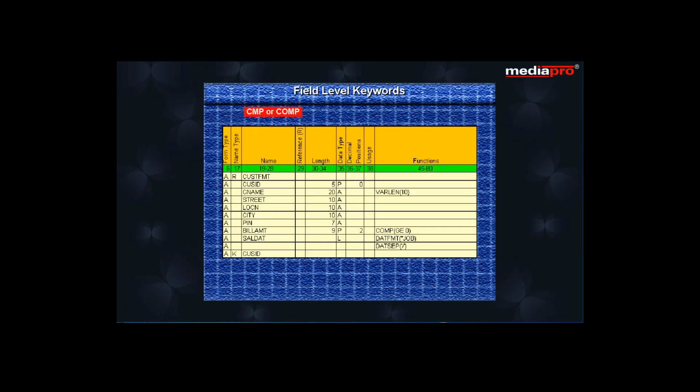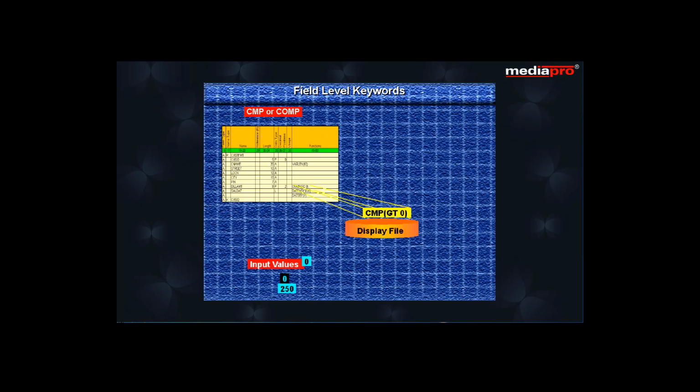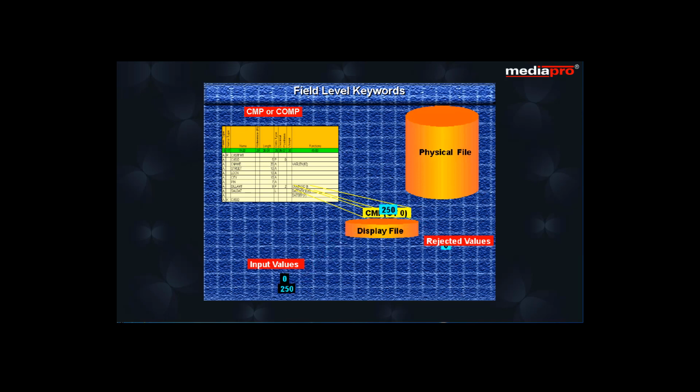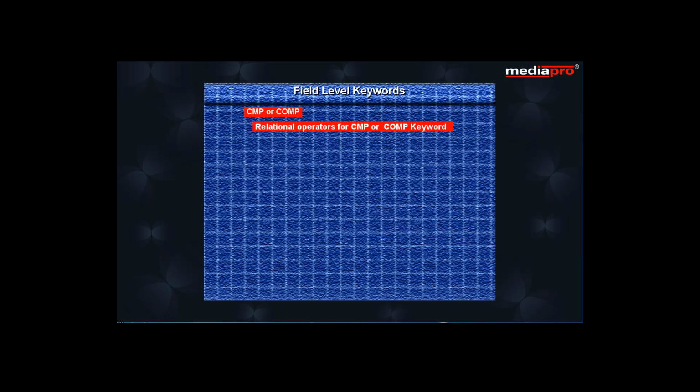The compare keywords CMP or COMP are also only effective in the display files that reference this field. These keywords test the validity of data keyed into input-capable fields by comparing it with a value supplied with keywords. The relational operators you can use with this keyword are equal, not equal, less than, not less than, greater than, not greater than, less than or equal, greater than or equal.